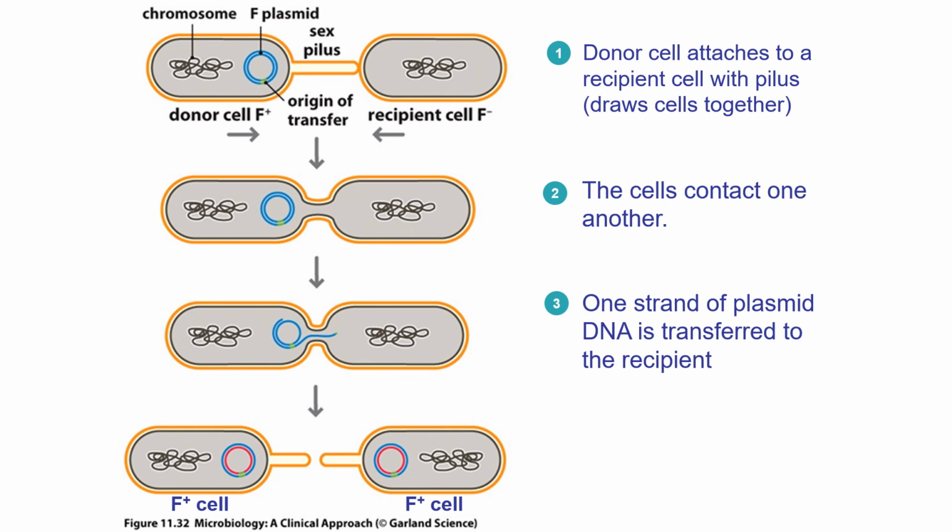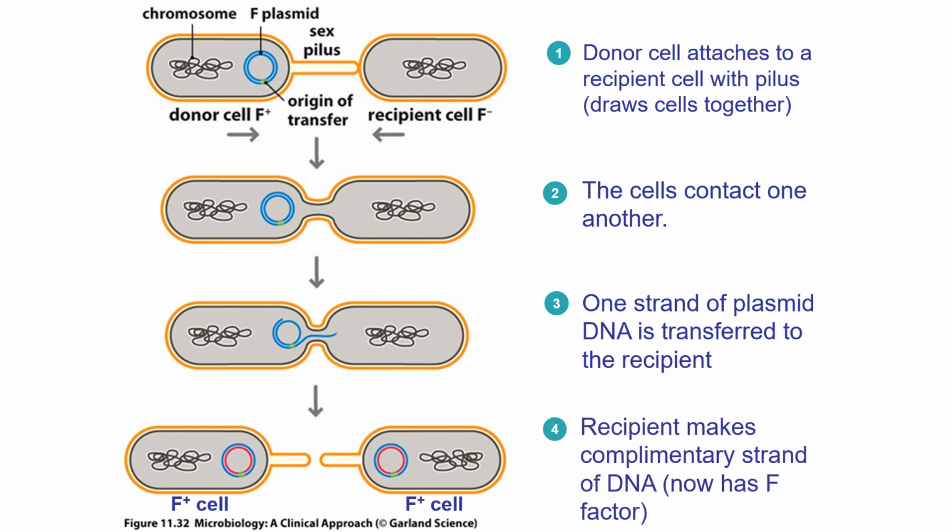Once we have this single-stranded plasmid in each cell, that can serve as a template to make a new strand of DNA, and we end up with double-stranded plasmids again. Note that the donor cell is said to have a genotype of F positive. That means it has an F plasmid, whereas the recipient cell is F negative. It doesn't have an F plasmid, but at the end, both of these cells have an F plasmid.